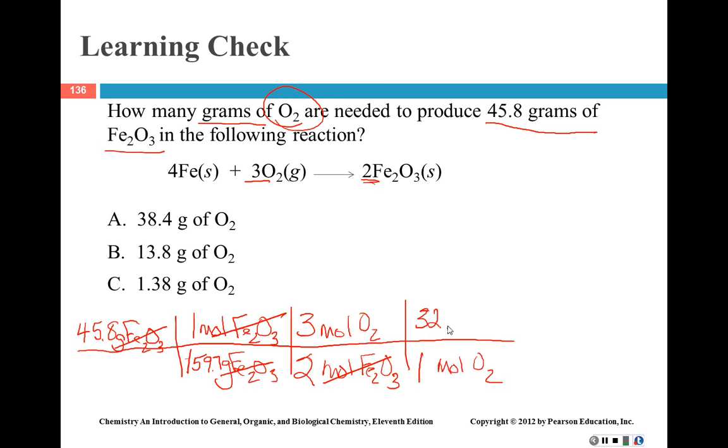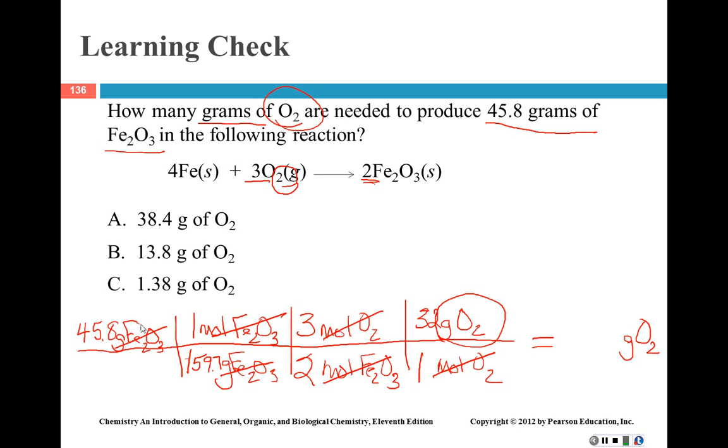32 grams. Now make sure when you're doing this, you looked up oxygen, it's 16. But remember, this is oxygen, the molecule. So I have 2 of those, and so that makes that 32 grams. I get to cancel. All right, and then that is going to leave me with these units, and that's the units I want. So I know I've done everything correctly in my dimensional analysis.